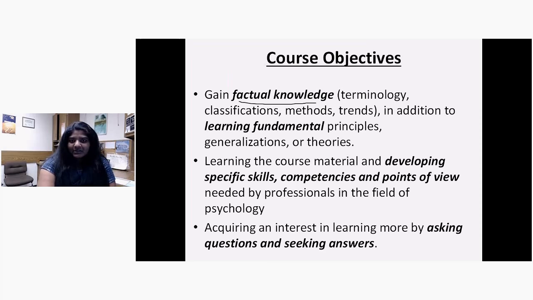To gain factual knowledge, learn about definitions, theories, and everything. That is usual, pretty common in every course that you will be enrolled in. But the second one is where you learn skills and competencies and different points of view of professionals. This is a core objective of this course, where you're learning the skills of what it is like to be a psychologist, right? That is higher order thinking and higher order cognition, and that is something that I want to inculcate in all of us in the semester.